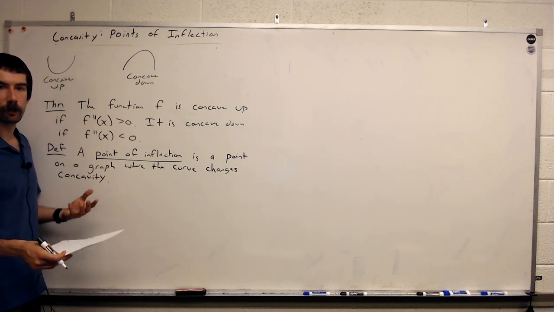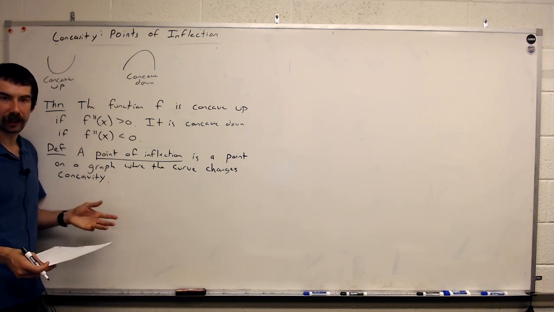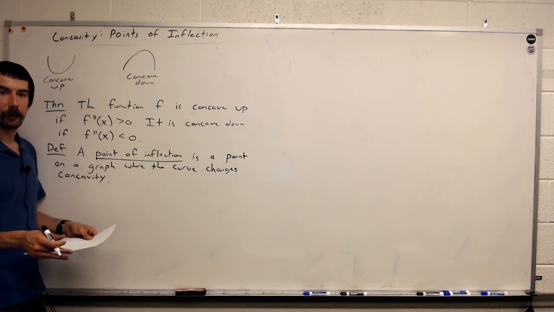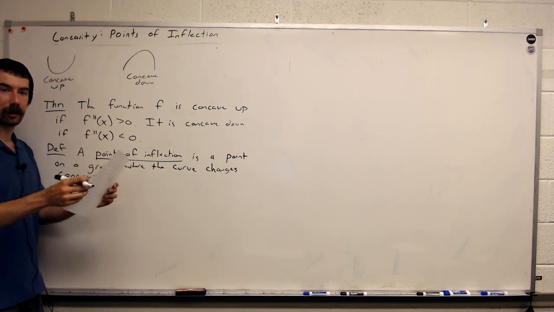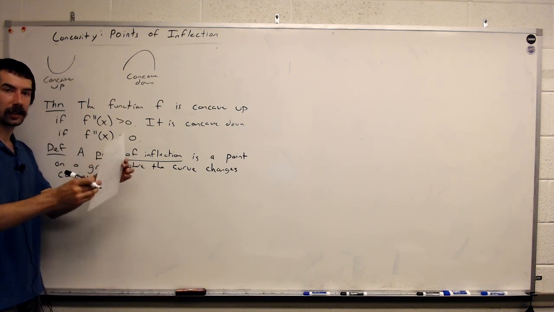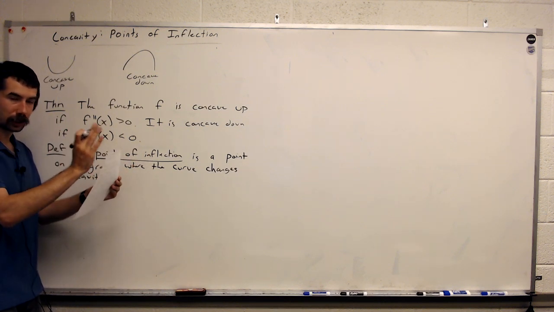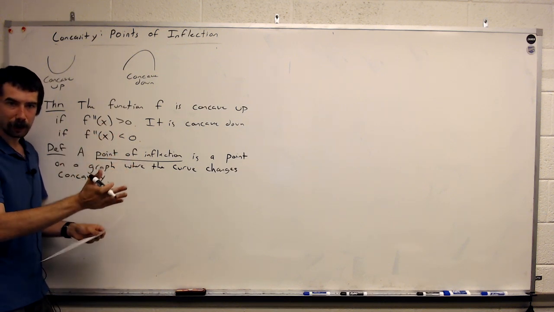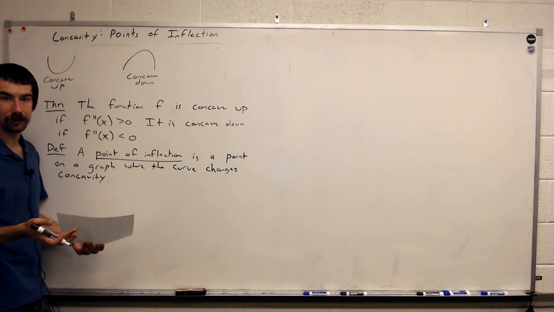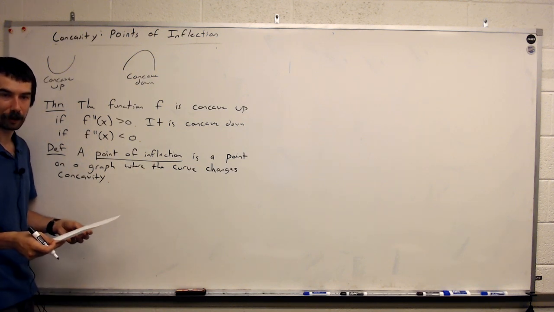Okay, you experience points of inflection all the time when you're driving. If you drive, a point of inflection occurs when your steering wheel changes from pointing to the left to pointing to the right. When it's pointing straight for that moment, that's going to be a point of inflection on the road. So how about that?